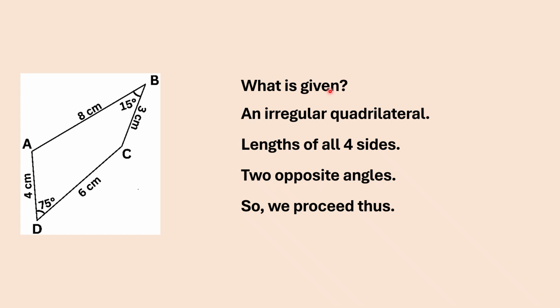Now what is given? We are given an irregular quadrilateral, the lengths of all four sides, and the measures of one pair of opposite angles. When you know these, you can find the area in this way. We will show you step by step how to calculate the area of this irregular quadrilateral.